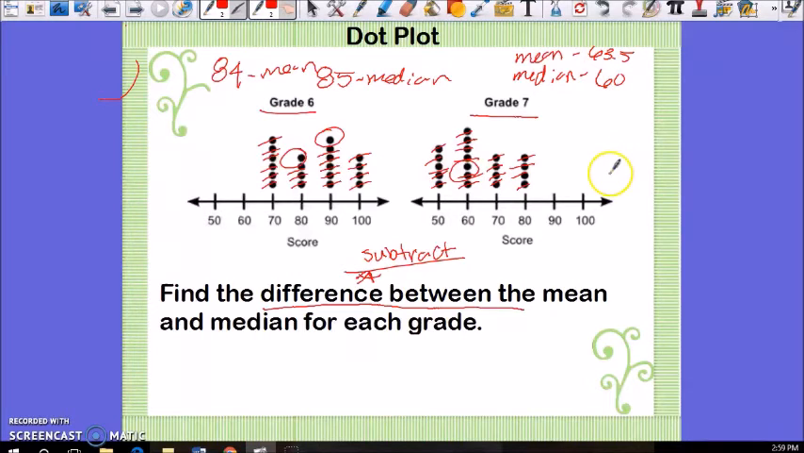Everybody get this? Yeah. Now it wants to know the difference. So the difference for the mean, you're going to take 85 and subtract 63.5, and what do you get?